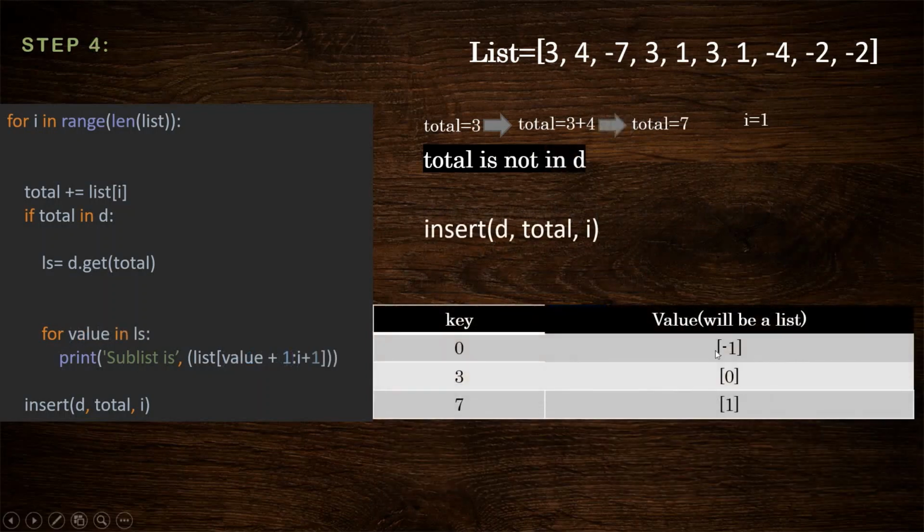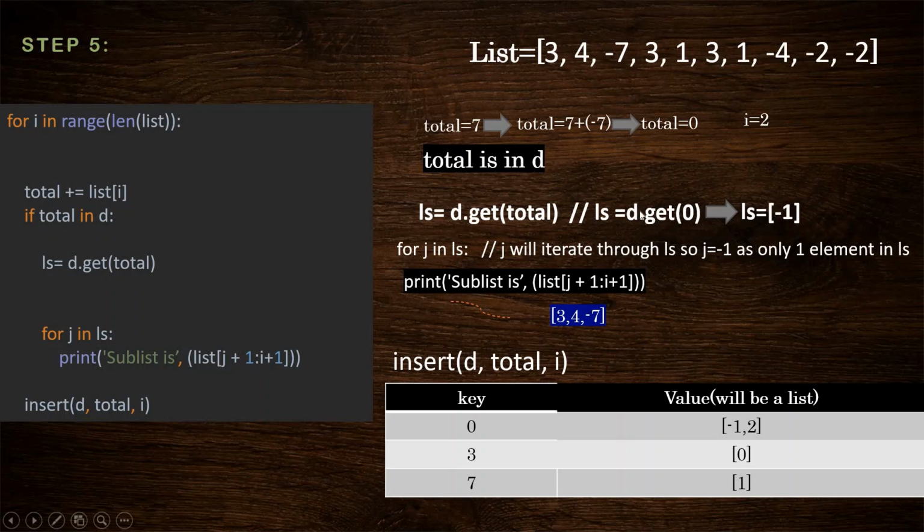You can see in the last case, for key 0 the value was -1. So you will be getting this value. So d dot get 0. You can see total is 0. So d dot get 0, and I will be getting list as -1. Okay, so you just look at this thing carefully. I will pass this PPT in the description. You can just download the PPT from there and try to understand this thing.